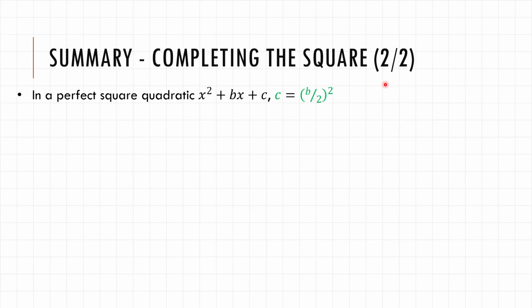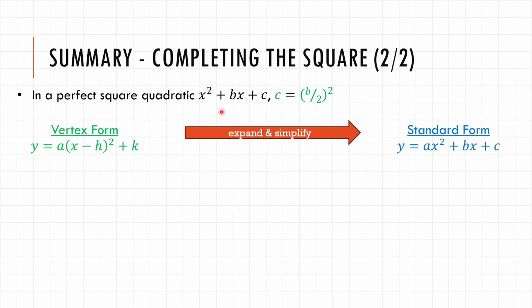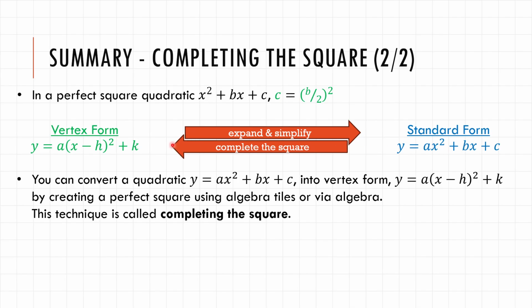One thing that you may already be able to do is, if you had vertex form, you might be able to expand and simplify these brackets and collect your like terms. And that is a way to turn vertex form into standard form. But today we're going to explore this idea of completing the square, which will allow us to go from standard form back to vertex form. So a quadratic relation that is in standard form can be rewritten in its vertex form by creating a perfect square, and we call that technique completing the square.